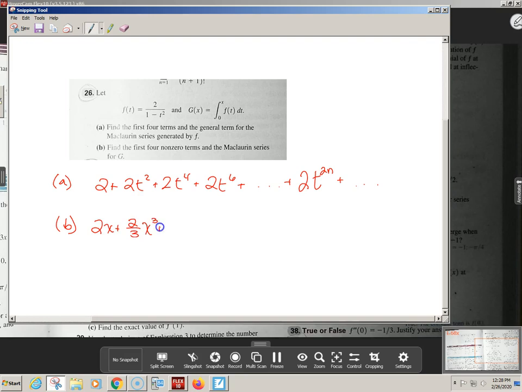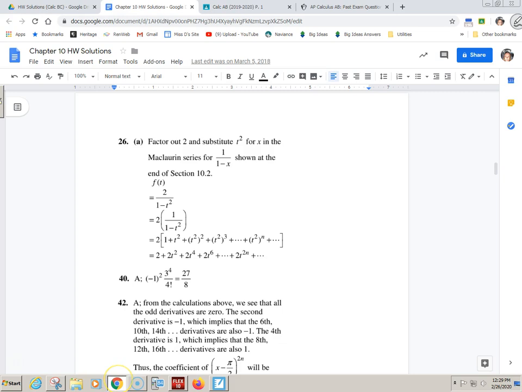Two-thirds x cubed plus 2/5 x to the 5th plus 2/7 x to the 7th. And it doesn't say general term. Now let's check it. Hold on, let's see if it got rid of it all. Number 26. They did it this whole way of bringing out the 2, making it look like 1 over 1 minus r, showing the geoseries, then bringing in the 2. I don't know. Could you guys have started at 2 and just said times t squared times t squared times t squared?